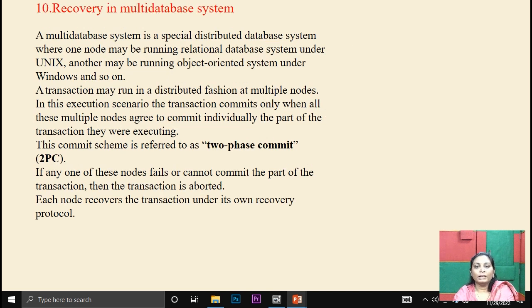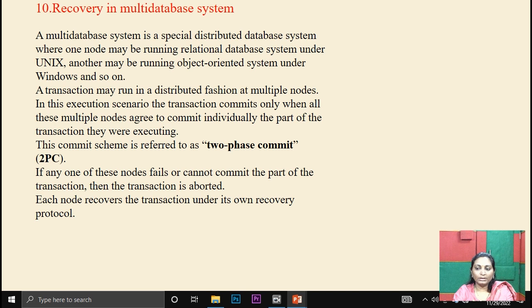And last, recovery in a multi-database system. A multi-database system is a special distributed database system where one node may be running a relational database system under Unix and another may be running an object-oriented system under Windows. If there are two databases on two different systems, one on Unix and another on Windows, a transaction may run in a distributed fashion at multiple nodes. In this execution scenario, the transaction commits only when all these multiple nodes agree to commit individually the part of the transaction they were executing.